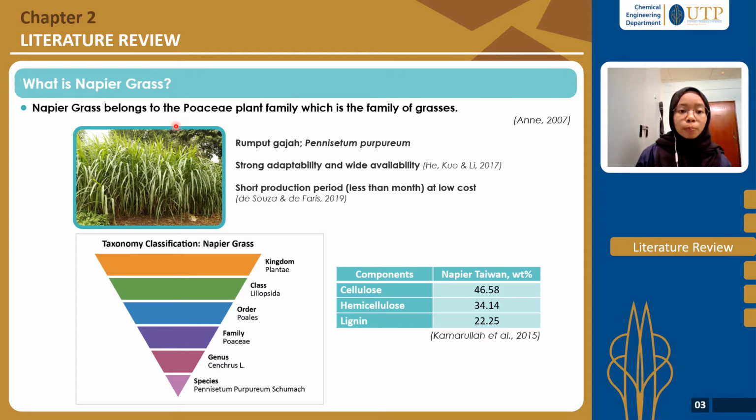It belongs to the Poaceae plant family, which is the family of grasses. You can see here from the taxonomy classification in this figure. It has strong adaptability and wide availability. And another advantage of Napier grass is it has a very short production period, usually less than a month, at a very low cost.